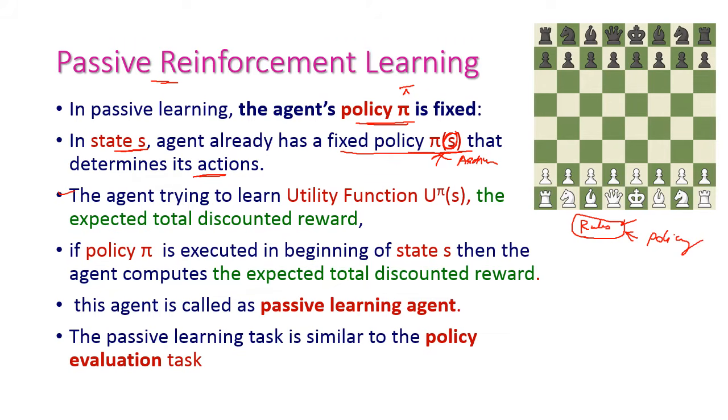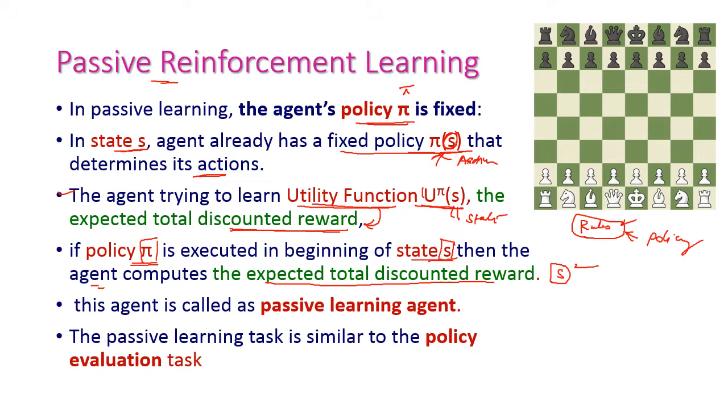Right, here the agent is trying to learn the utility function, which is represented by capital U, that is capital U pi of S. Okay, that is the utility function for this current state. By using the utility function, we need to compute the expected total discounted reward. If policy pi is executed in the beginning of state S by the agent, then the agent computes the expected total discounted reward for this state.